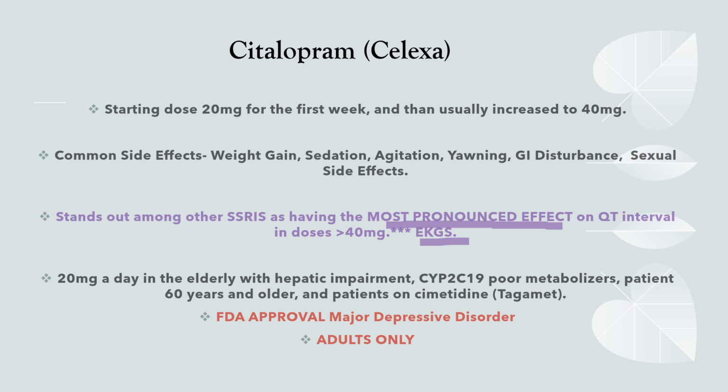So yearly EKGs is usually recommended. While 20 milligrams a day in the elderly, with hepatic impairment, CYP2C19 poor metabolizers, patients 60 years and older, and patients on cimetidine. FDA approval for major depressive disorder, and it's used in adults only.